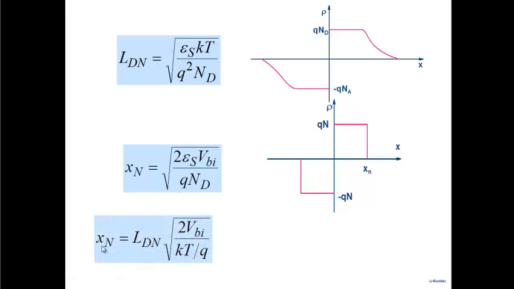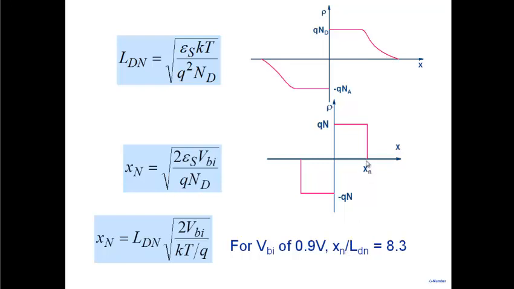Well, if you compare the two of them, you can write xn equal to LDN square root of 2 Vbi by kT by q. Both of them depend on nd, both of them depend on es, the same dependence. So we can compare the two: xn equal to LDN square root of 2 Vbi by kT by q. And then let's take some typical values. If I take Vbi of 0.9 volt, then xn, which is the extent of depletion width here, divided by LD is 8.3, which means that this region here is 8.3 times the Debye length.